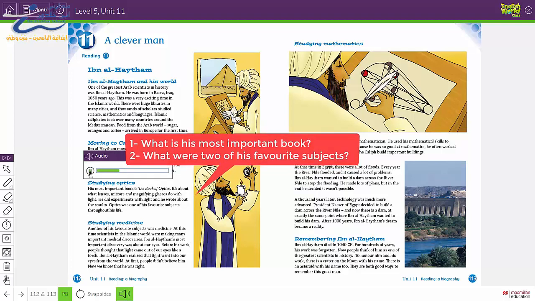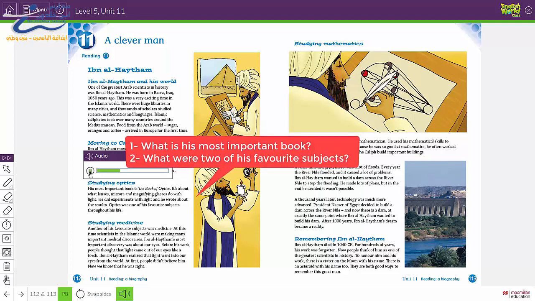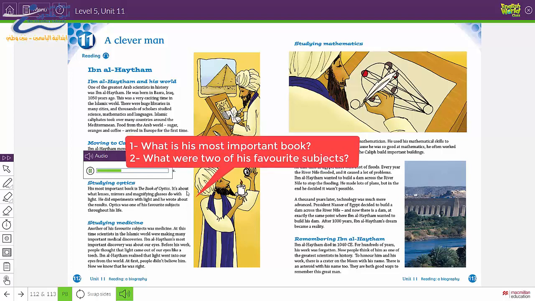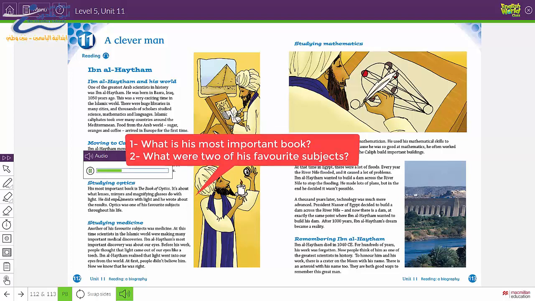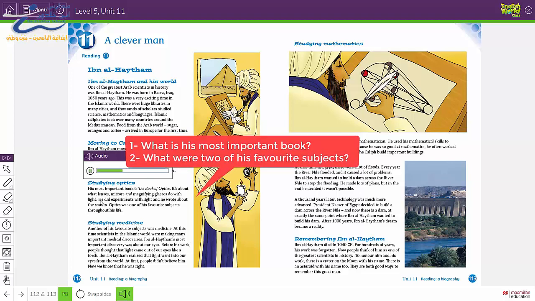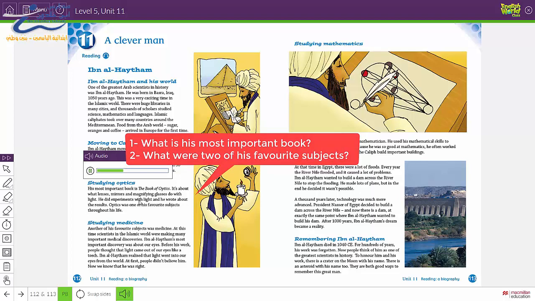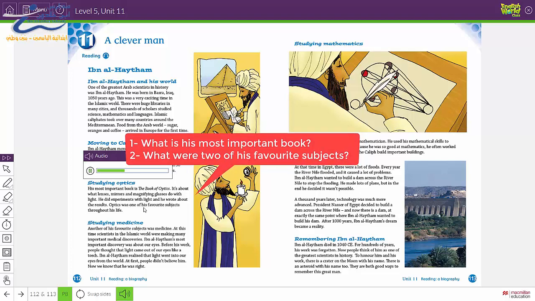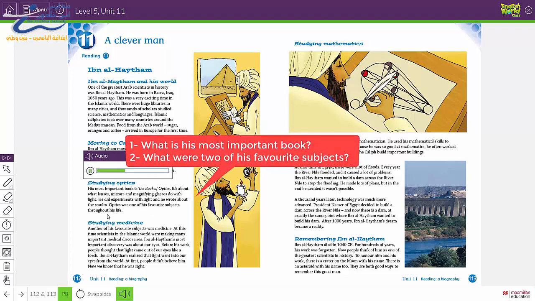Studying optics. His most important book is The Book of Optics. It's about what lenses, mirrors, and magnifying glasses do with light. He did experiments with light, and he wrote about the results. Optics was one of his favorite subjects throughout his life.